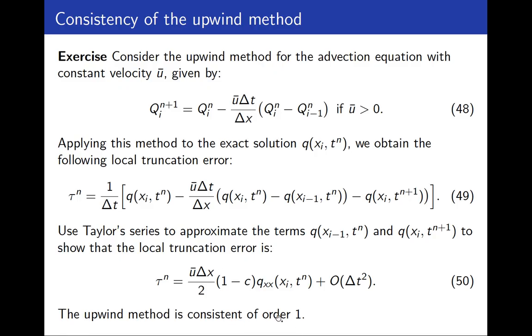We also have some terms of order delta t to the 2 that we are not considering. But the message is this: the Upwind method is consistent if you have a very small cell size.